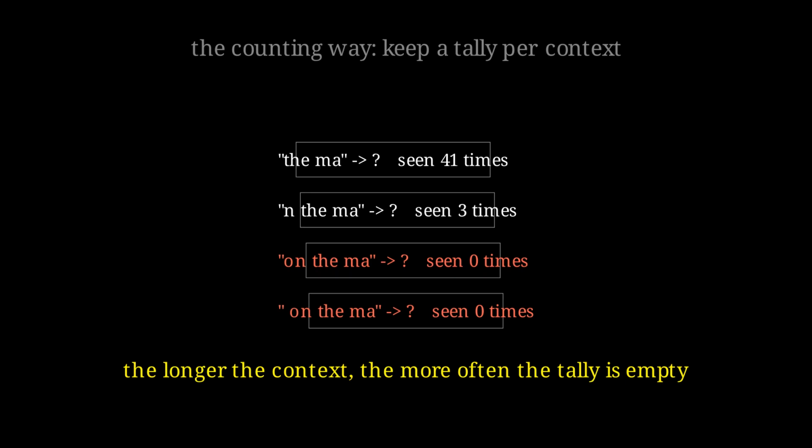It works right up until it does not. Look at the tallies. A short context like the word "that" has been seen thousands of times, so its tally is rich. But stretch the context to the last several characters, "on the ma", and you will find you have never seen that exact run before, not even once. The tally is empty, and the model has nothing to say. The longer and more useful the context, the more often it has never occurred. Counting drowns in the combinations it has never met.